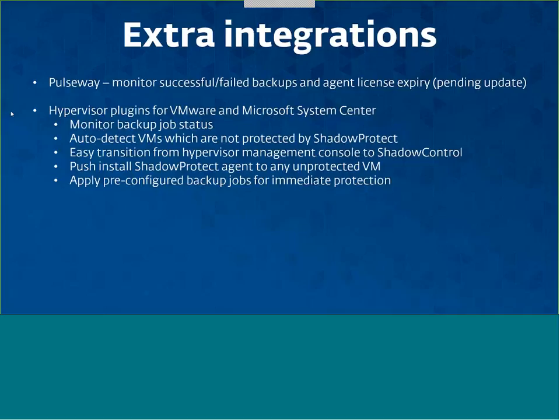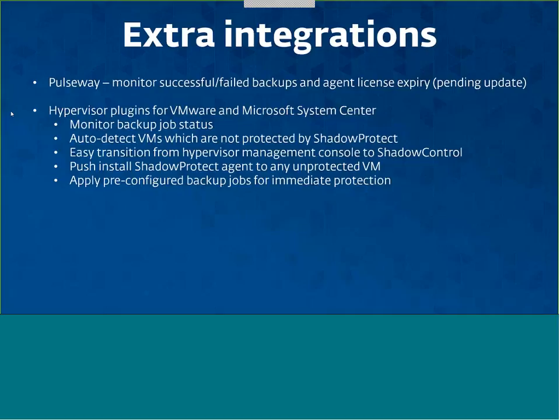Next, there's also a couple of hypervisor plugins available for both VMware and Microsoft System Center. It basically enables you to see a range of information from Shadow Control directly either in VMware's vCenter or the virtual machine manager in Microsoft System Center, such as being able to monitor the backup status of each job, including backup time, size, as well as the next scheduled backup. It also allows you to see all of the VMs that are actually running on a hypervisor host and automatically detect which VMs are not protected by Shadow Protect.